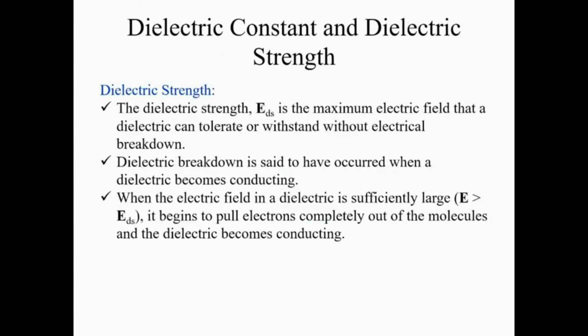So when the electric field in the dielectric is sufficiently large, greater than the breakdown dielectric strength, it begins to pull the electrons completely out of the molecules and the dielectric becomes conducting. So this is what I explained just now.